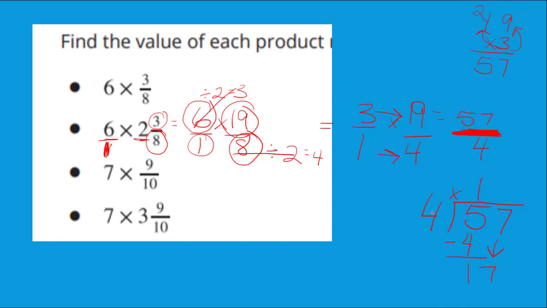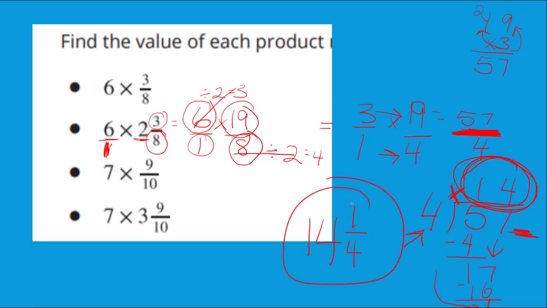How many times will 4 go into 17? 4 times. Multiply. 4 times 4, 16. Subtract. 7 minus 6 is 1. Bring down. Nothing to bring down. So my answer is 14 wholes. Sits on top of the house. Left over is over my denominator. So my answer is 14 and 1/4.